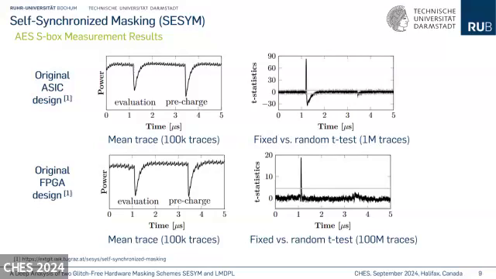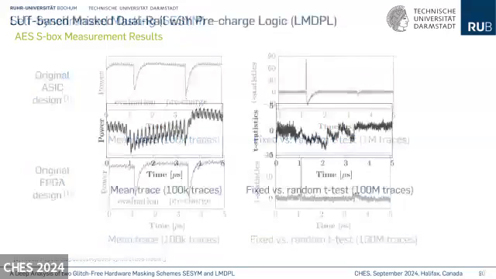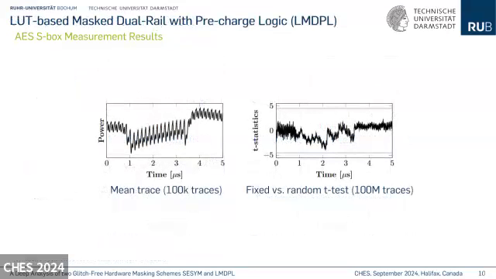And at the bottom, you can also see the results of the original FPGA design by the authors. This essentially implements the same, but it directly instantiates LUTs and uses pre-charge signals that are directly connected to those LUTs. And after 100 million traces, we can still distinguish between these two data sets. We also looked at LMDPL, and as you can see here, we didn't find any observable leakage in practice.